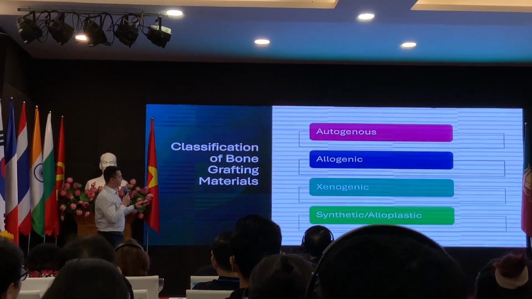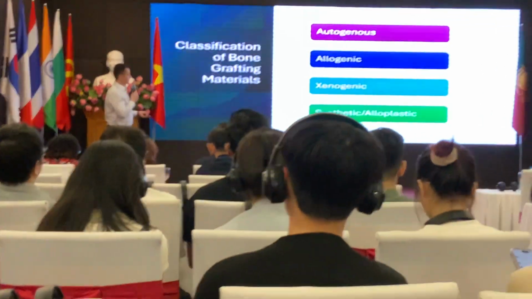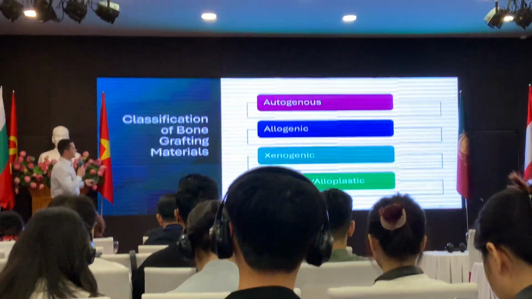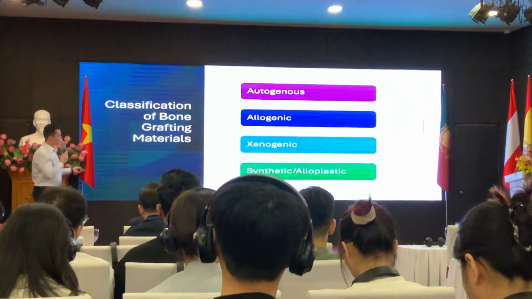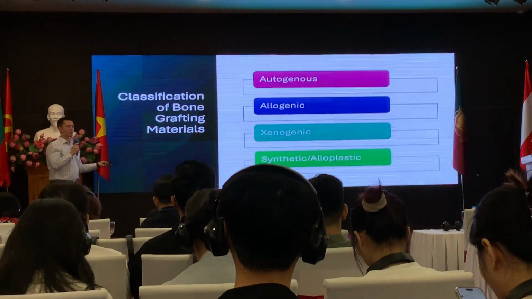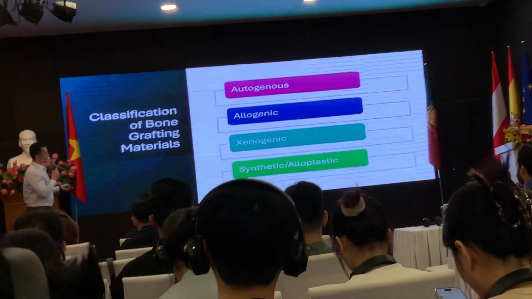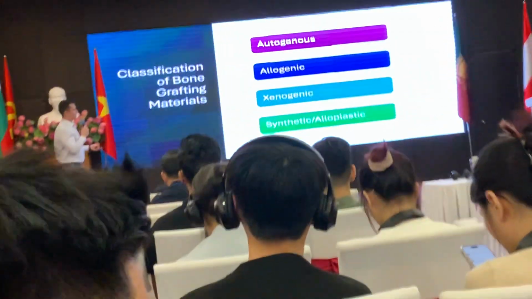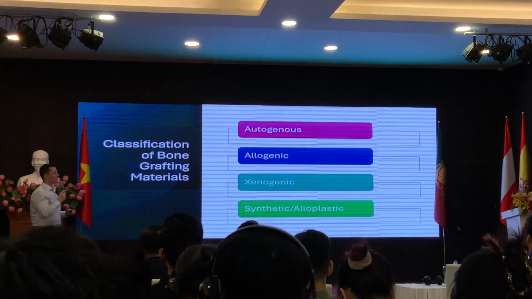So 4 different classifications of bone grafting. There's an autogenous, which is coming from us, allogenic, which is coming from the same species but a different donor. Xenograft is from a different species, and synthetic is going to be created.